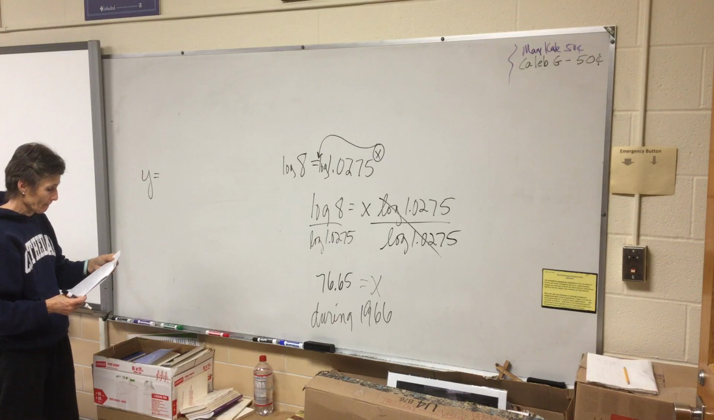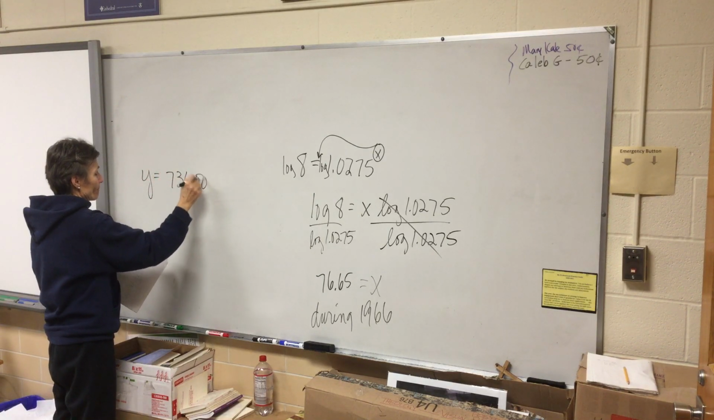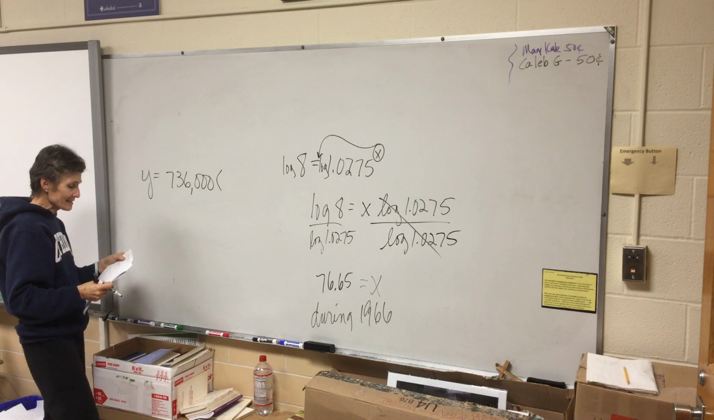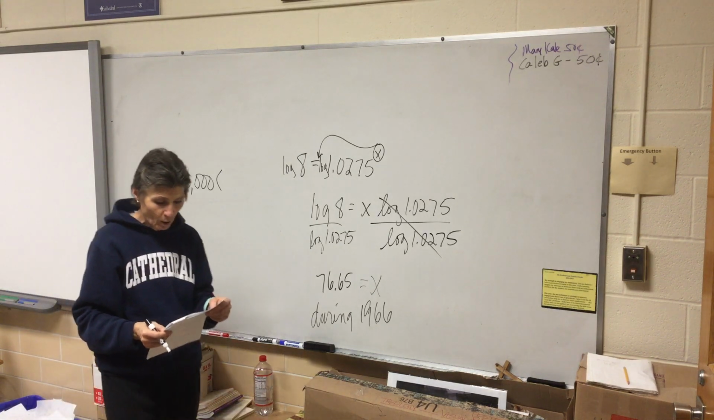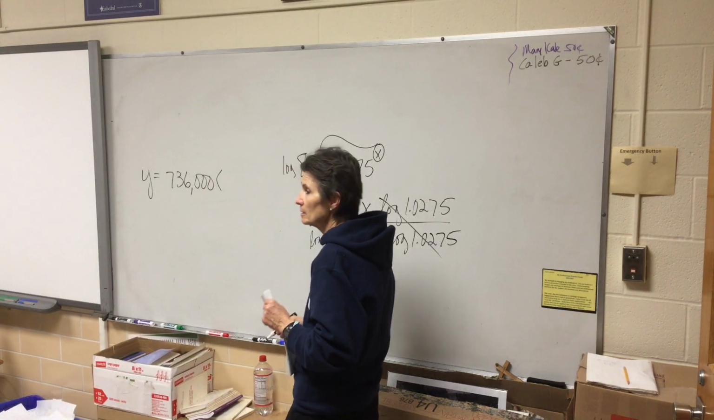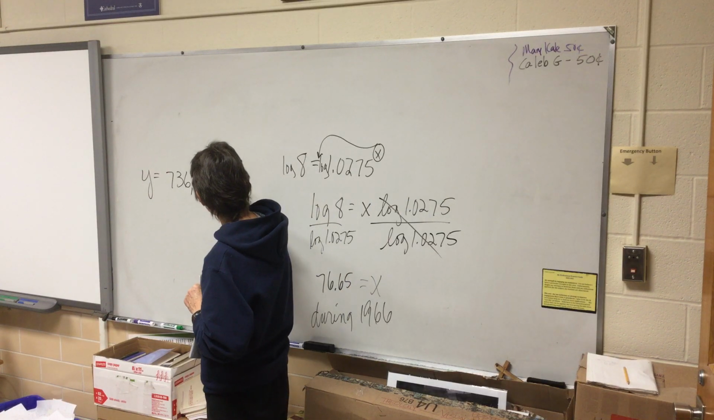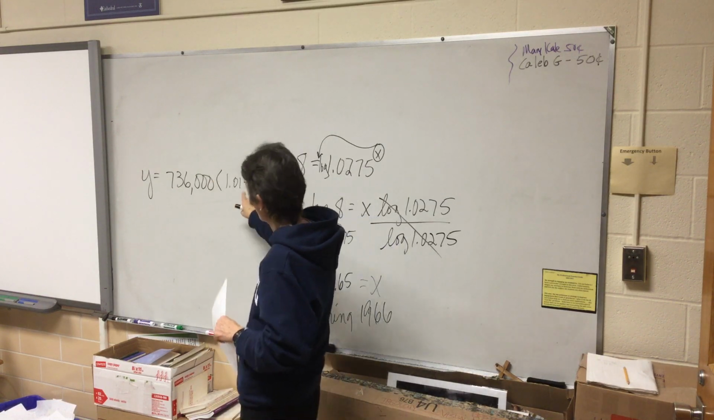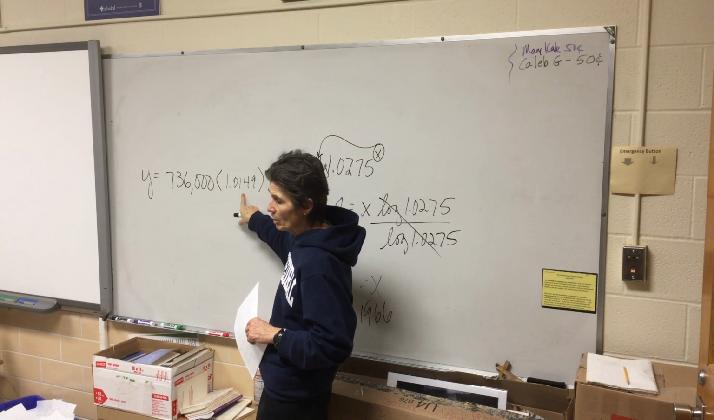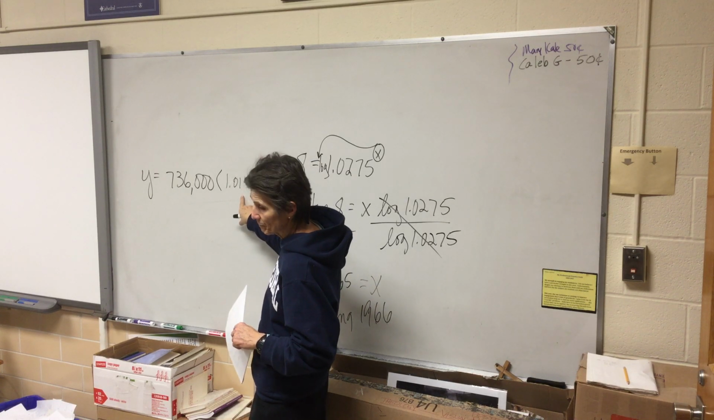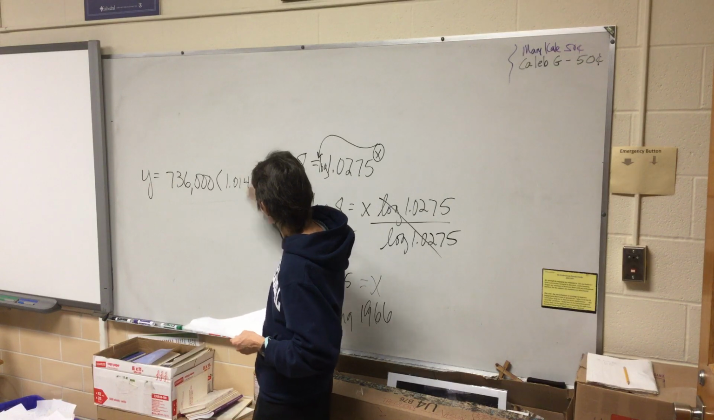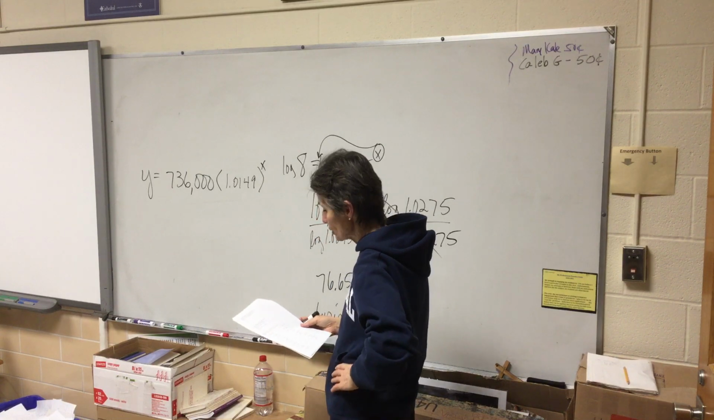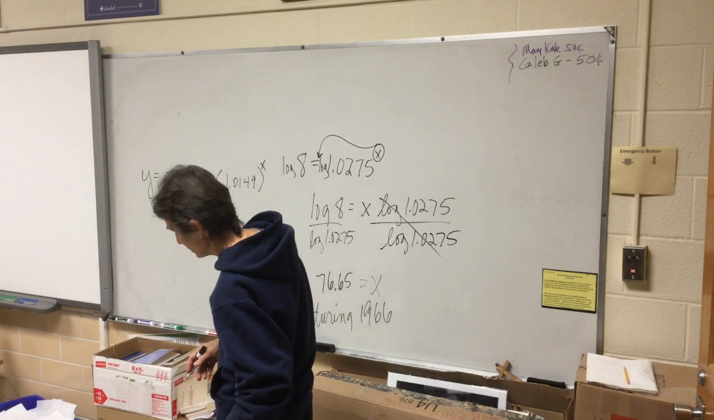Is it y equals 736,000? I don't know what the B would be. Yes, you do. It's increasing at a rate of 1.49%. So 1.0149. Remember, this is either 1 plus the rate of growth or 1 minus the rate of decay. So there's our equation. Now we want to know when the population will be 1 million.